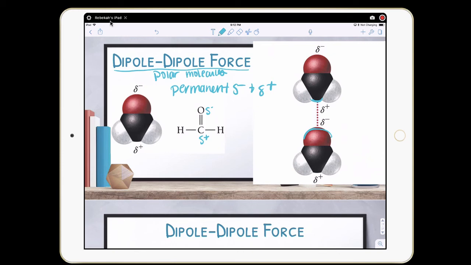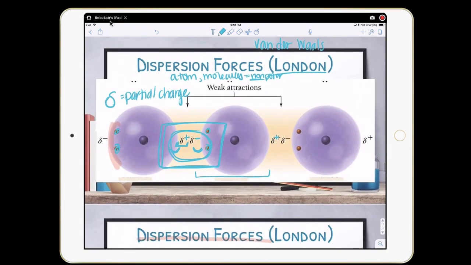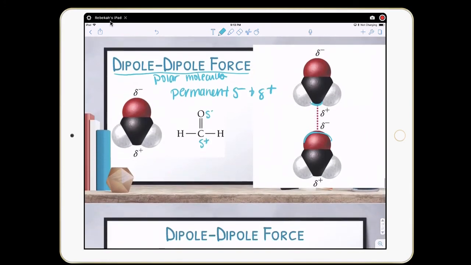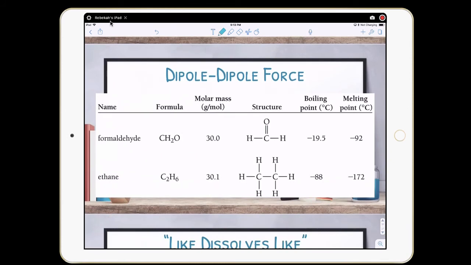So again, dipole-dipole force is a lot stronger than this London dispersion because this is just a momentary version of this. This is a permanent version. So this is a lot stronger, this interaction. So we can tell it's stronger because we have increasing boiling points. So if I increase my boiling point, it means I also increase my melting point. But look at the molar masses, they're about the same. So what's the difference in these two?